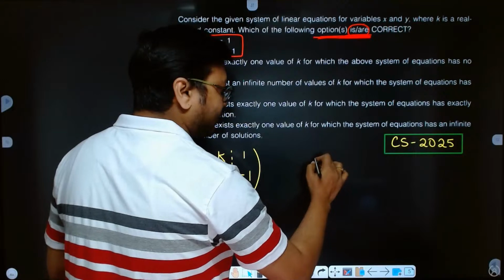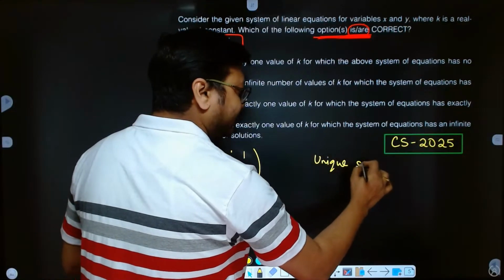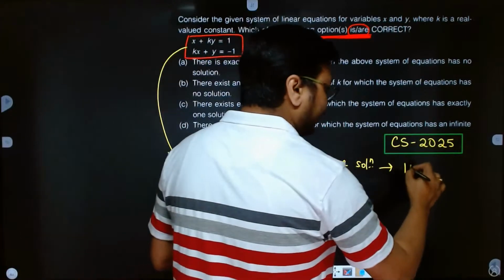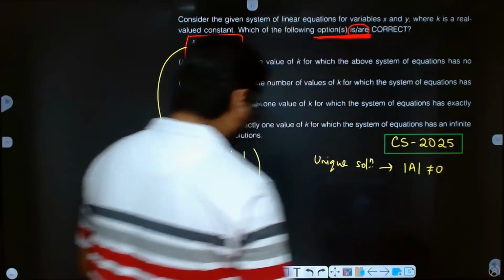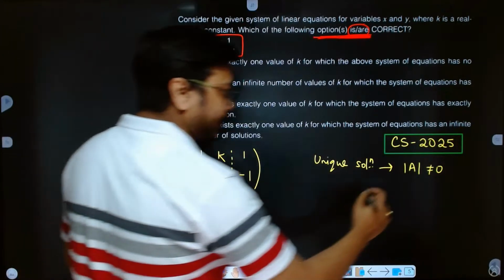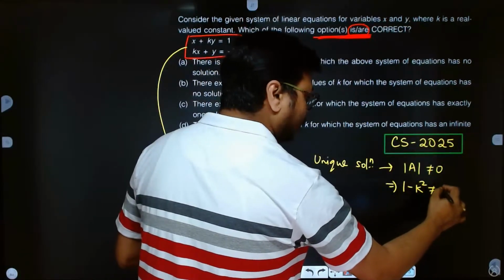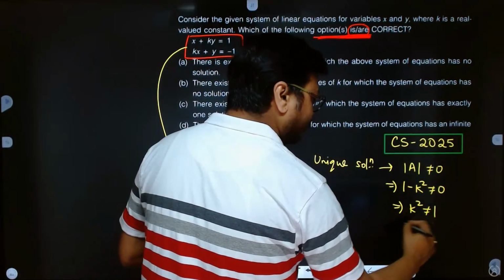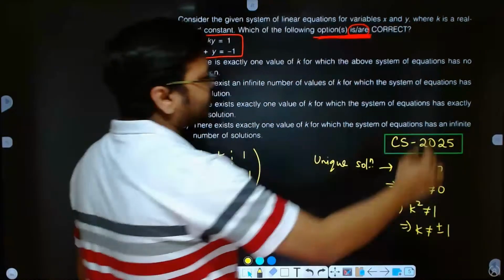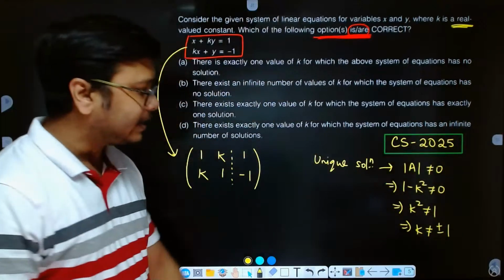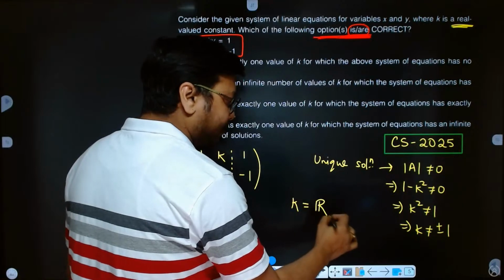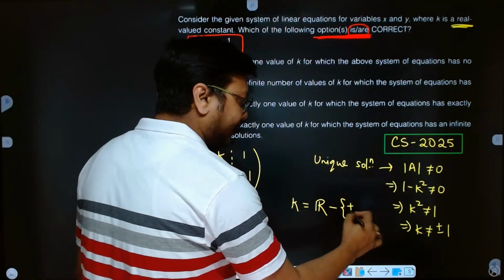If the system of equations has a unique solution, what was the criteria? The criteria was that the determinant had to be non-zero. Now, what is the determinant value over here? If I do the multiplication, that's 1 minus k square. So 1 minus k square has to be non-zero. That means k square not equals 1, so k not equals plus minus 1. So k can be any real valued constant other than plus or minus 1.